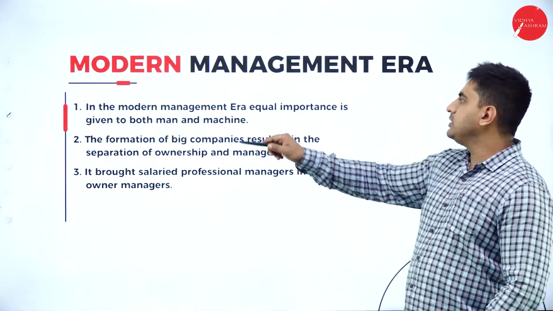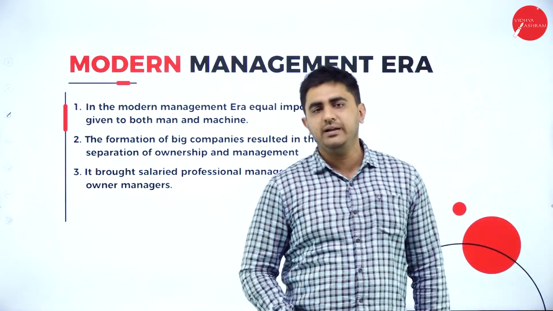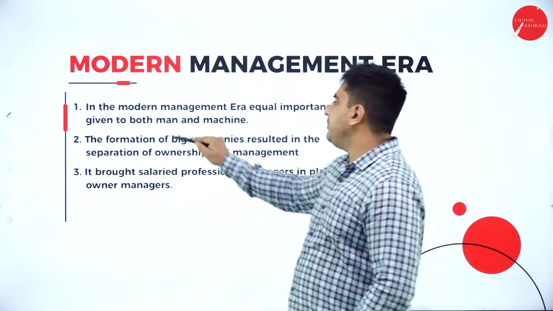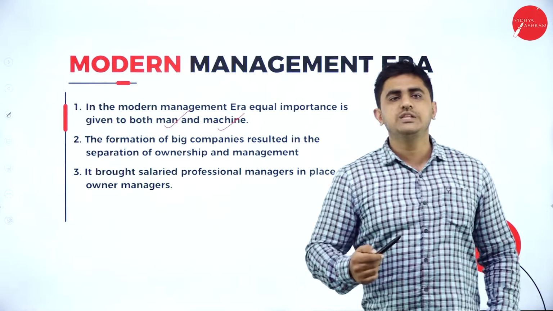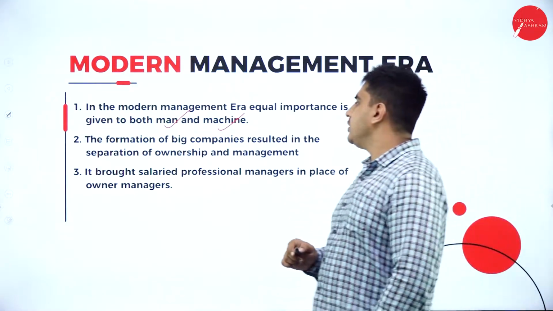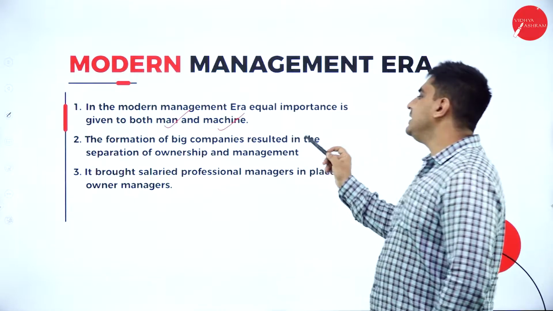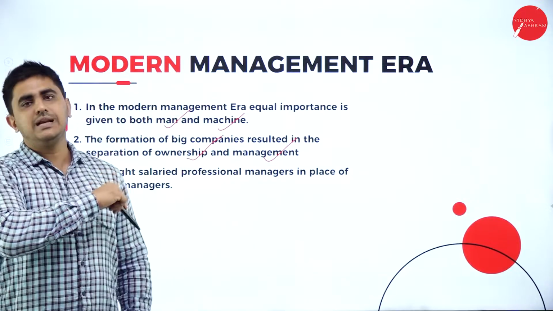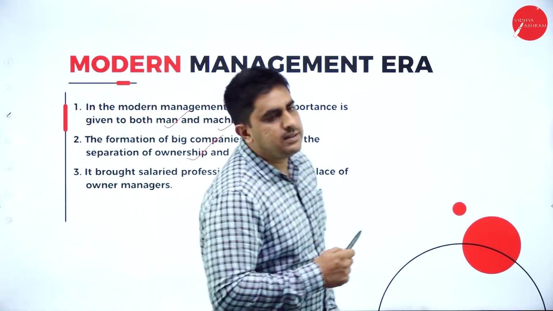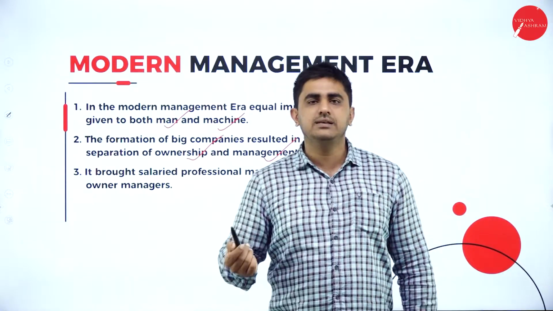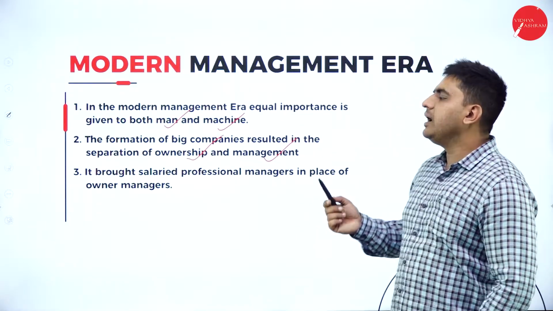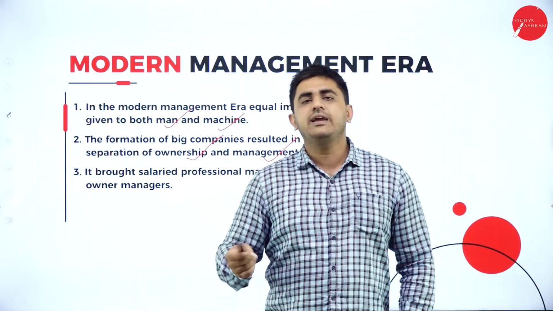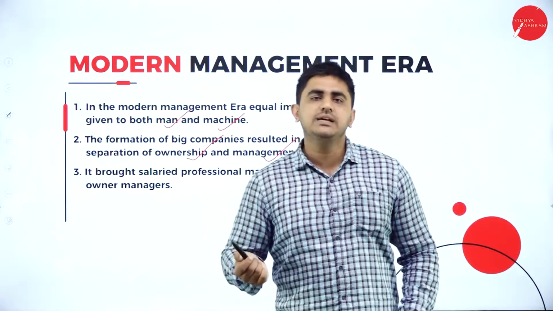Next we will go to the modern management era, which is prevailing today. In the modern management era, what happened? Prominence was given to both man and machine. The formation of big companies resulted in the separation of ownership and management. Before, in the classical era and the neoclassical era, the owners used to manage the business. Now, because big companies were started in the modern era, a single owner cannot manage the entire business by himself.